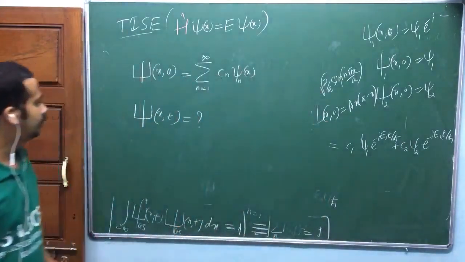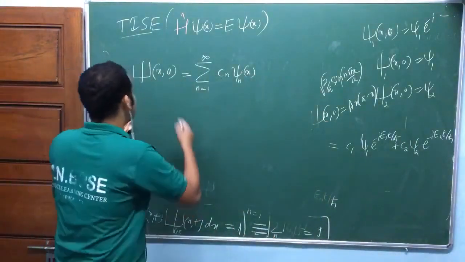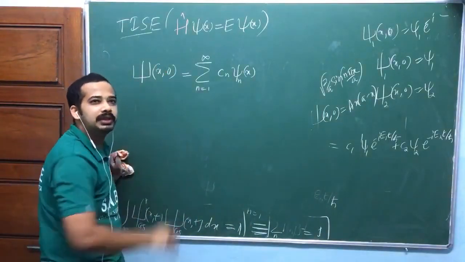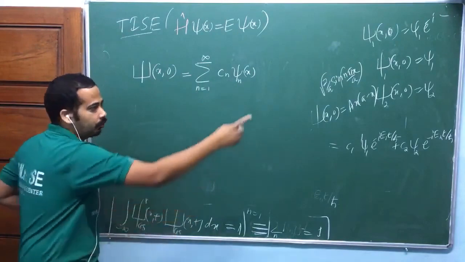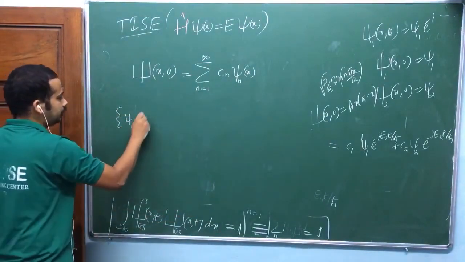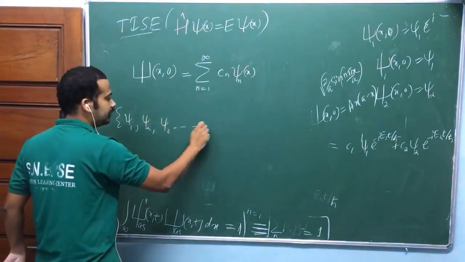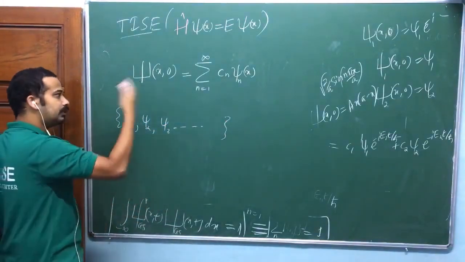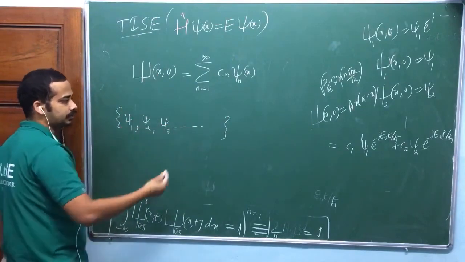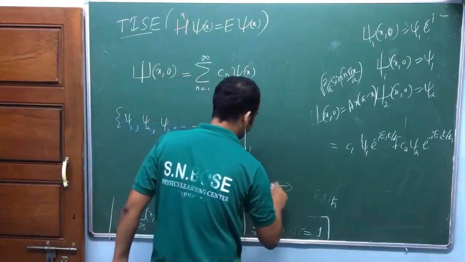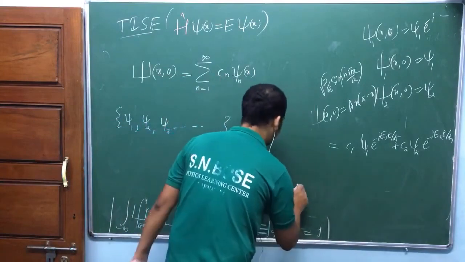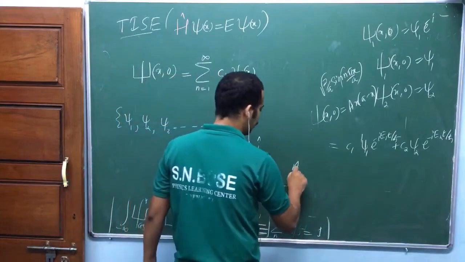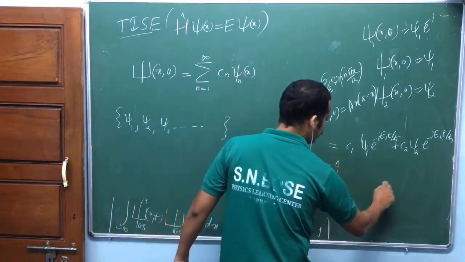Is that okay? Now again, look at here. Whatever state you have been given, this is a kind of theorem. We call this the completeness theorem. Whatever these psi 1, psi 2, psi 3 are, this is a kind of linear algebra concept. We will understand later. Whatever state you have, you can write it as a linear combination of them. Just like in 2 dimensions, suppose i cap and j cap are unit vectors in a vector space, any vector A can be written in terms of i cap and j cap.